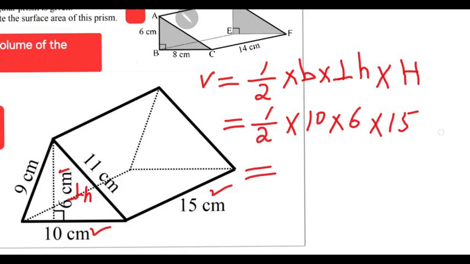Why are we using the area of the triangle formula on volume? Because the shape of the base is a triangle on a triangular prism. So I'm going to use my calculator. The answer is 450 centimeter cube. This is my final answer.